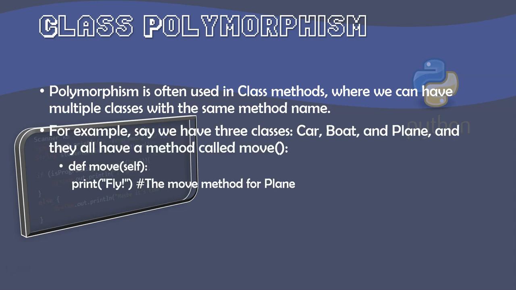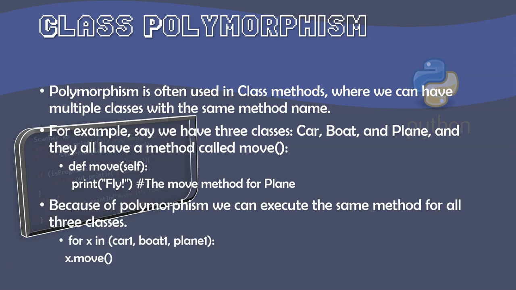So for example, let's say we have three classes. We have car, boat, and plane, and they all have this method called move. If we look at the plane class, it might have a method defined as def move, print fly, and that's the method we would use. Now, because of polymorphism, we can execute the same method for all the classes. For example, I could say for x in car1, boat1, plane1, x.move, and it would call the move method in each of those classes.